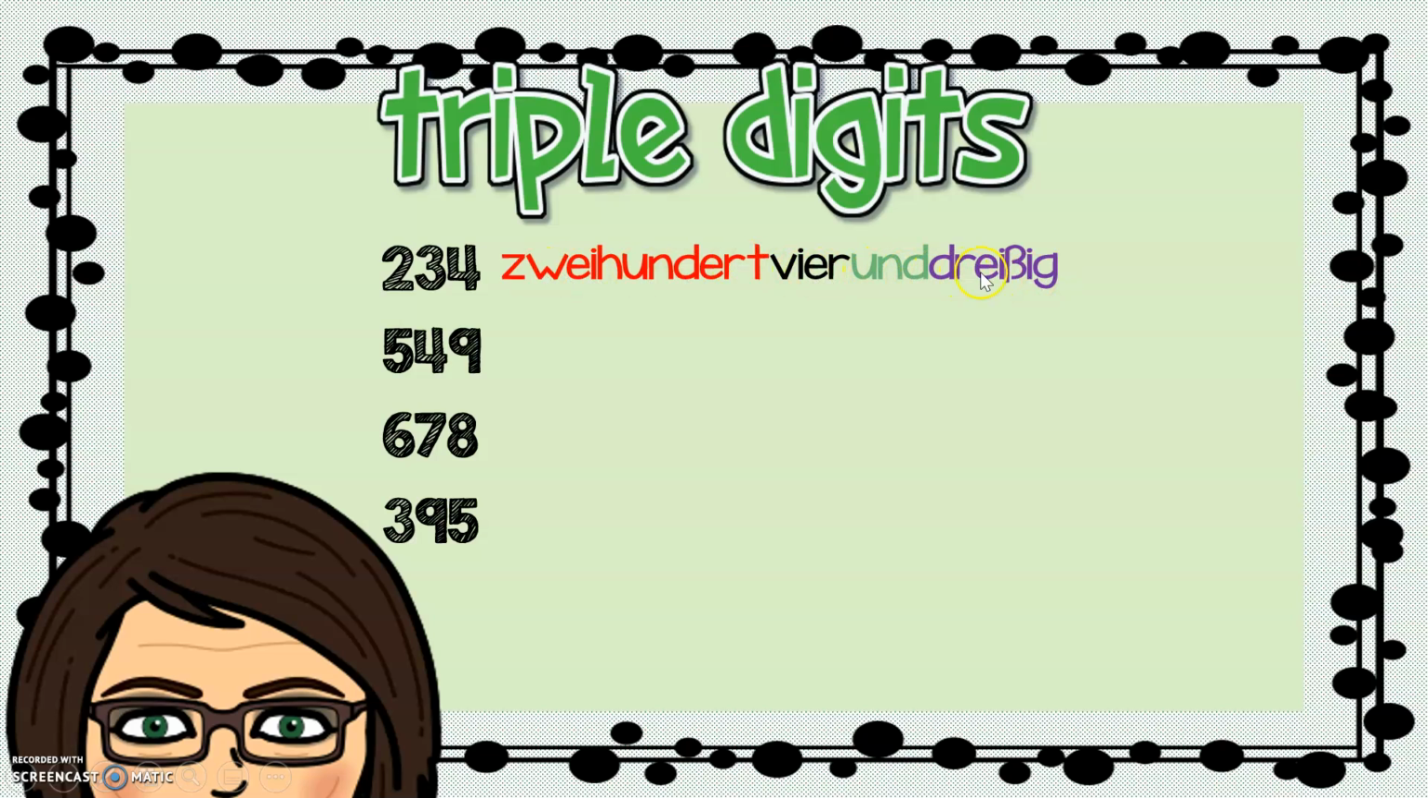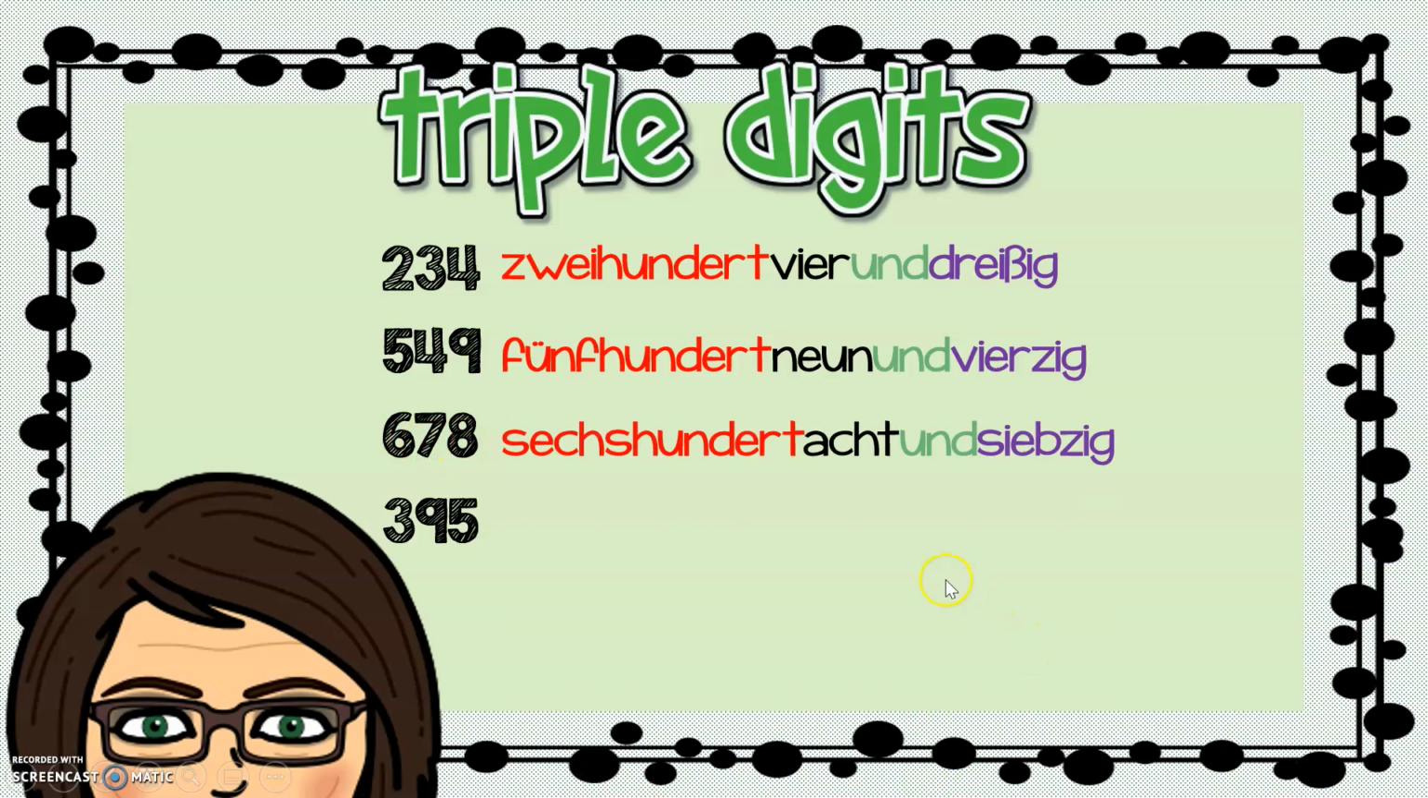549 is going to be 500, 9 and 40. Listen for the zig. 500, 9 und 40. 678 will be 600, 8 and 70. 600, 8 und 70. 395 will be 300, 5 and 90. 300, 5 und 90. And now you know the German number system.